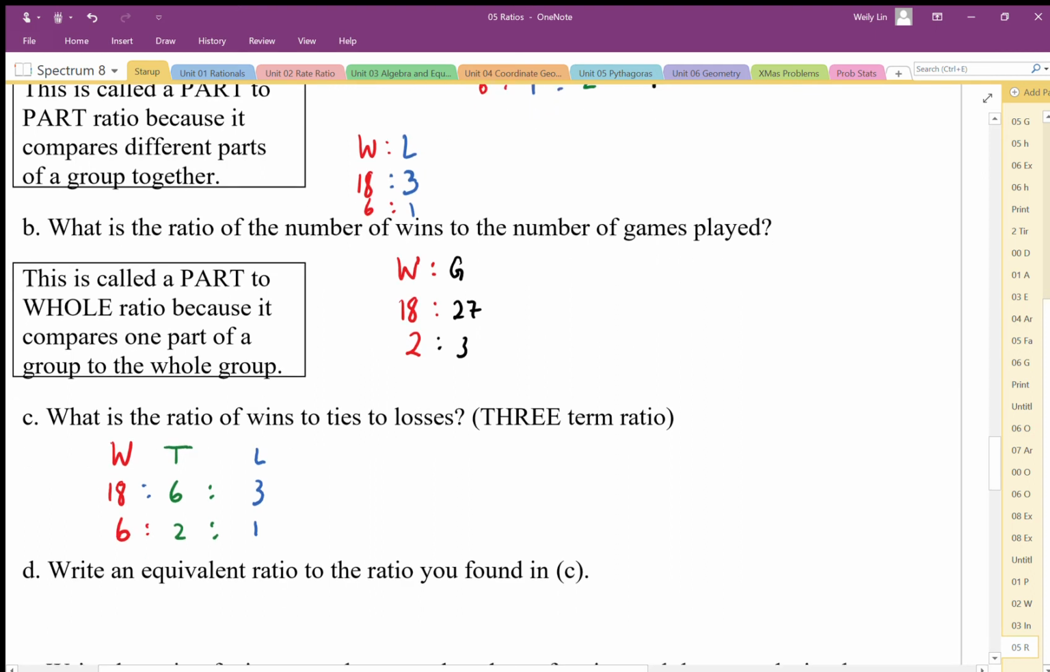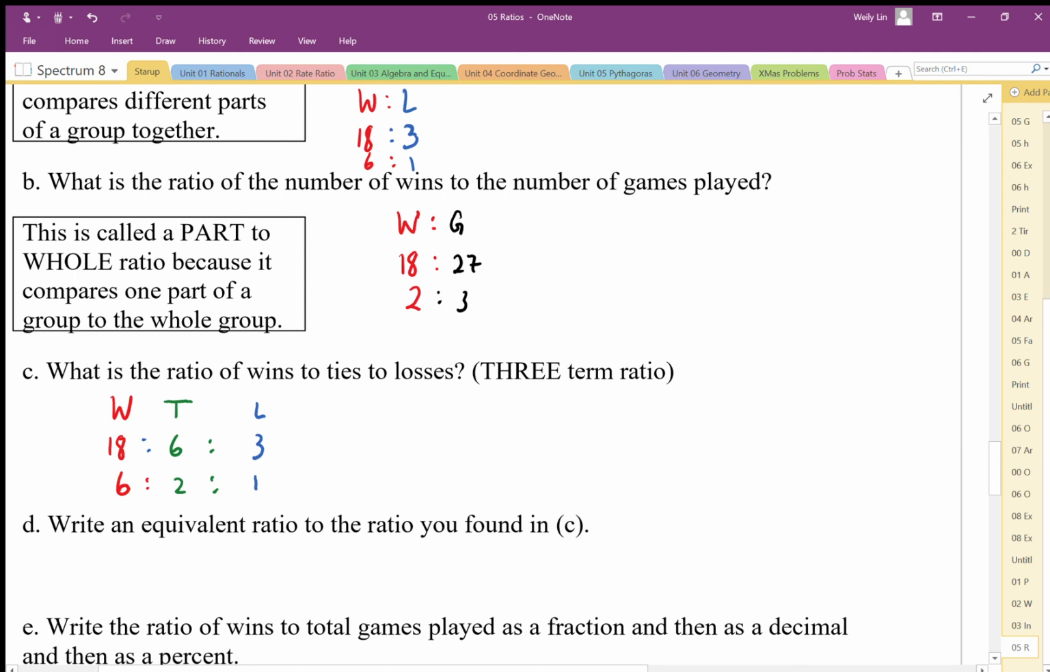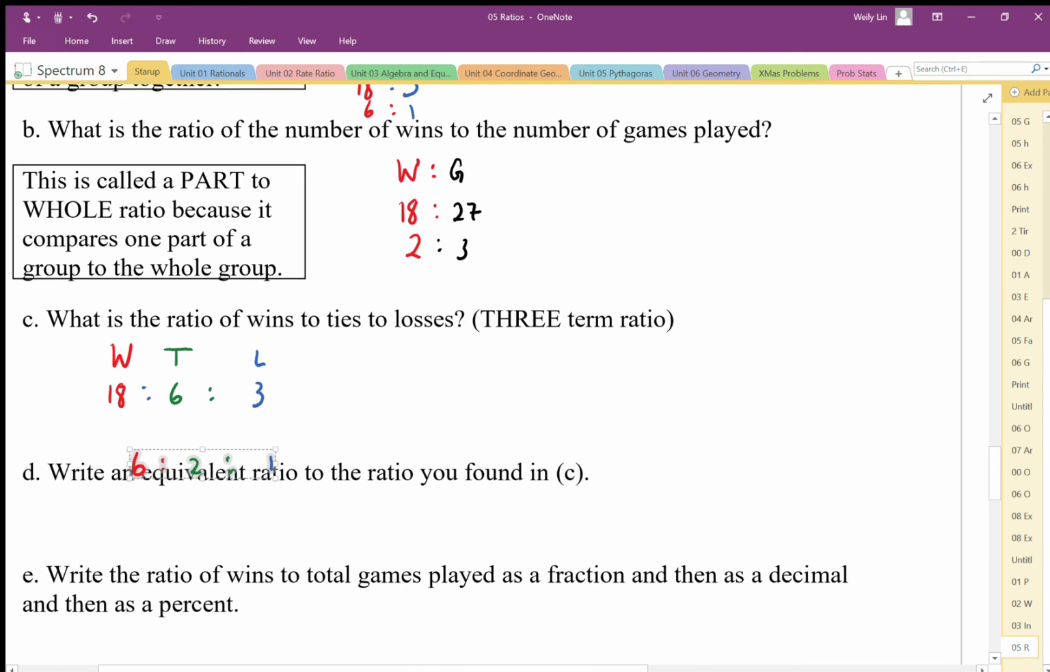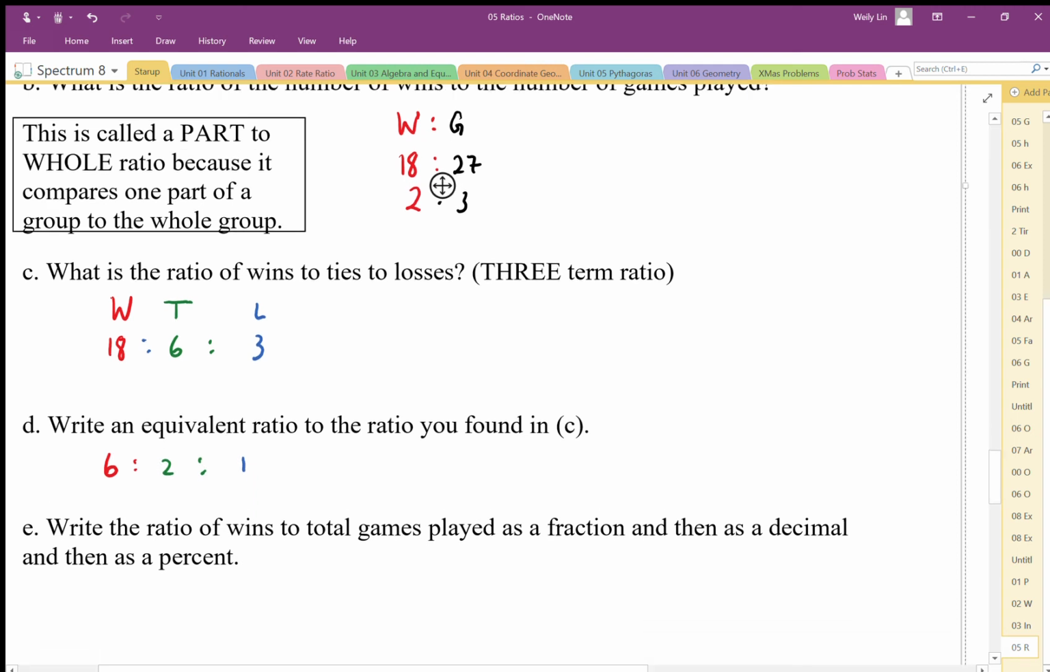So write an equivalent ratio we found in part C. I will take this term here, and we'll just use that as our answer. So this represents an equivalent ratio. Just going to group that, slide that down. So that's an equivalent ratio. We can scale it up or scale it down depending on what you want to do.